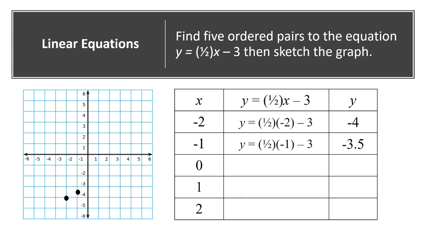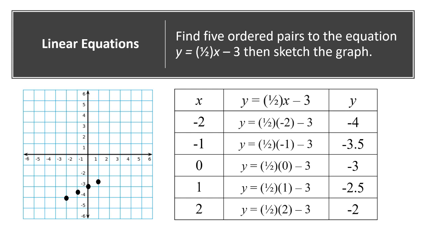For 0, we have y equals 1/2 times 0, which is 0, minus 3 becomes -3, which is this location. This is known as the y-intercept. We'll talk more about that in a little bit. For x equals 1, we have 1/2 times 1, which is a half, minus 3 is -2.5. We put that on the graph and the point is here. And lastly, when x is 2, y becomes -2. Putting this on the graph, we have our 5 points.